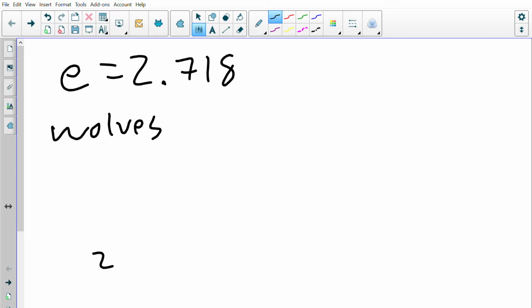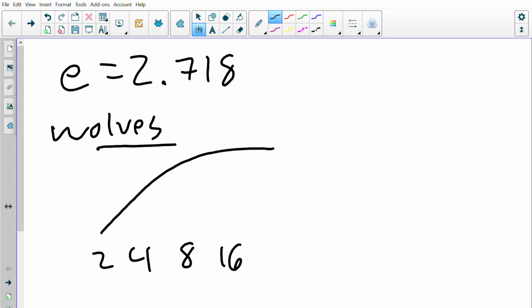So let's say there's 2 wolves today, 4 wolves in a couple weeks, and then it becomes 8, and then 16, and so on and so forth. This is going to grow, okay? But eventually there's going to be a cap of how many wolves this population can hold.